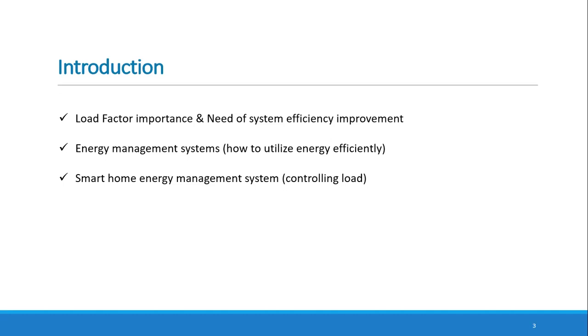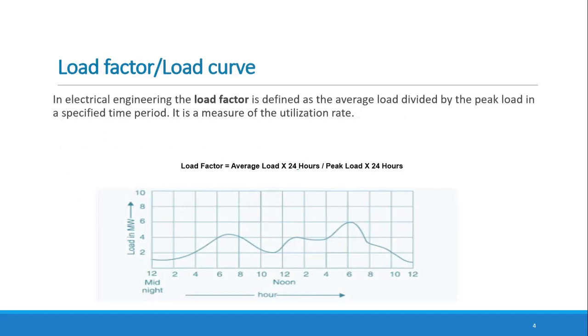Smart home energy management system is about controlling loads. We have different loads in our home that we are going to run at different hours of the day, and we have to run them in an optimal way. So the main component of this problem is a load factor or a load curve. What is a load factor? The load factor is defined as the average load occurring at a specific time divided by the peak load at the specific time. It is also a measure of utilization rate, that is, how our energy is utilized.